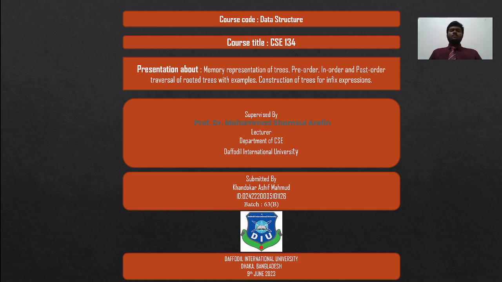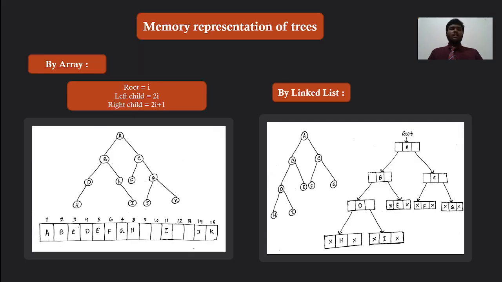If we go to our next slide, here our topic is memory representation of trees. We can do memory representation of trees in two ways: one by array, and the other by linked list. Here, if we do this by array, we have some rules. We have to consider the root as i, the left child as 2i, and the right child as 2i plus 1.